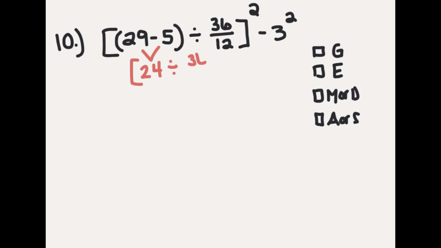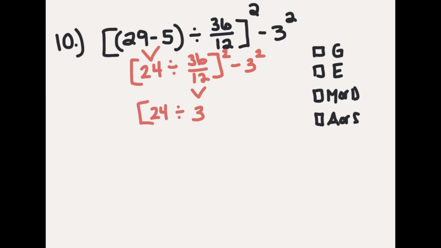Divided by 36 twelfths. All of that is squared minus 3 squared. And we start again. I still have grouping symbols, so I can't check that off. So we're going to go inside the grouping symbols. I have that fraction right there that I can simplify before I take 24 and divide it by it. So let's focus on that fraction there first. 36 twelfths. 36 divided by 12 is 3.